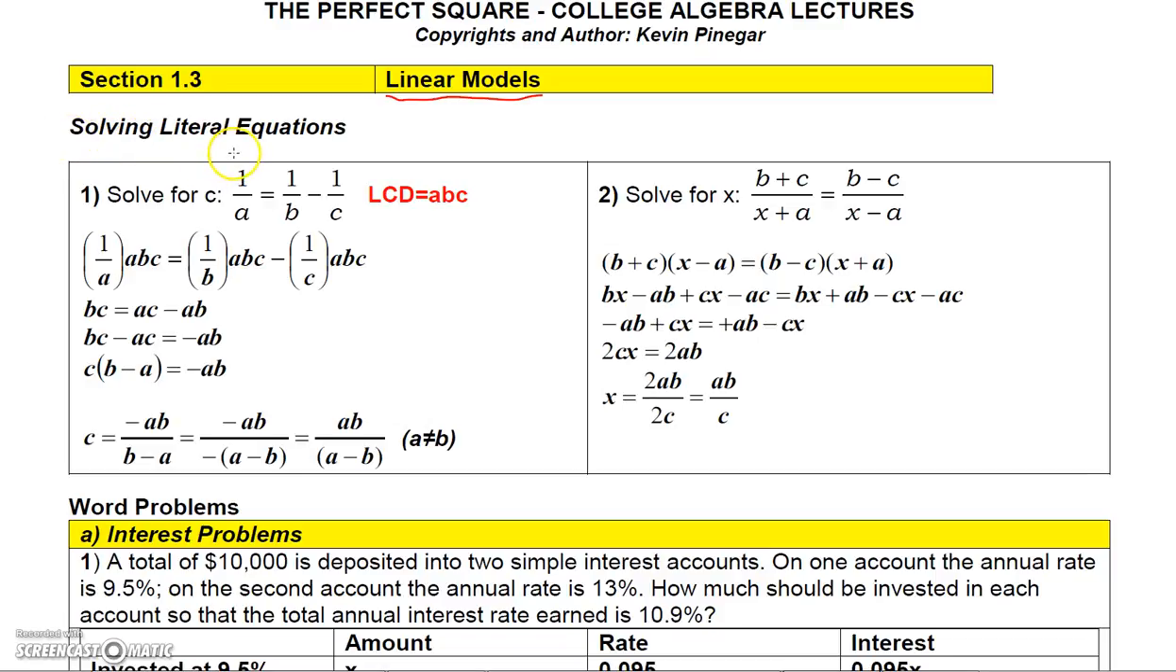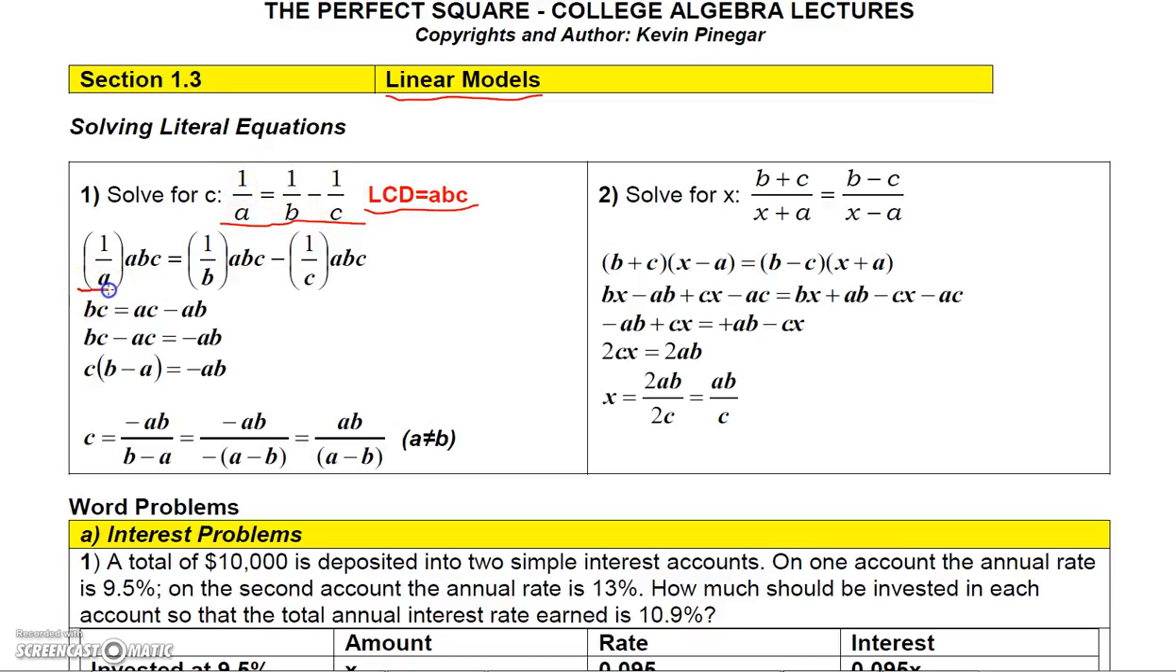I've got a couple of complicated examples here. So for instance, let's say you had 1 over a equals 1 over b minus 1 over c, and you wanted to solve for c. Well, the first thing I would do is eliminate the denominators by getting my lowest common denominator, which is abc. And then I would multiply each of these three terms by abc.